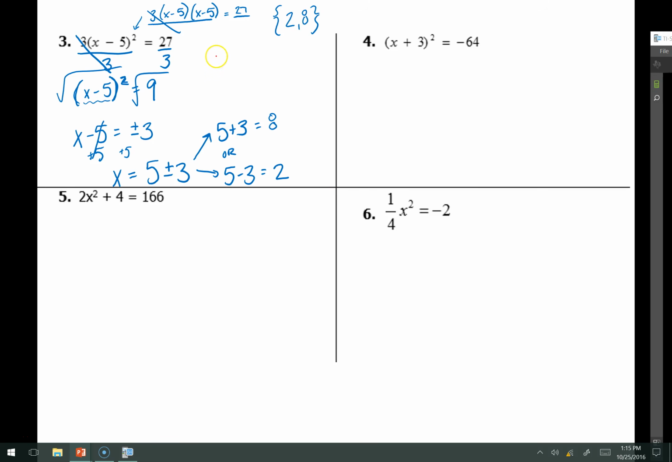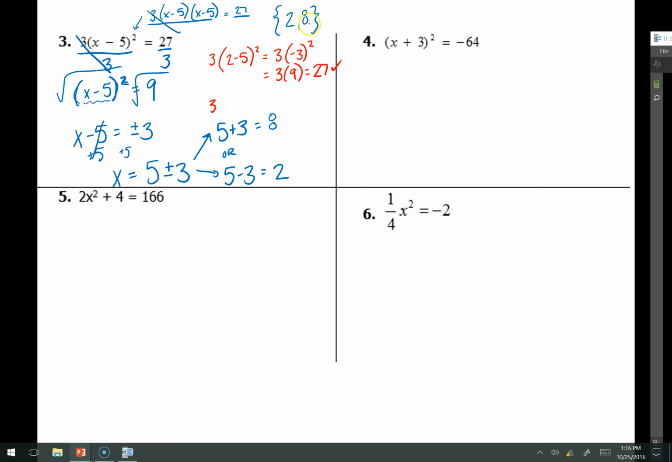Let's do 2 first. I'm going to do 3 times the quantity 2 minus 5 squared. So to simplify that, I'm going to do 2 minus 5 first. So 2 minus 5 is negative 3. Then I'm going to square the negative 3, so that's 3 times 9. And 3 times 9 is 27, so that one checks.